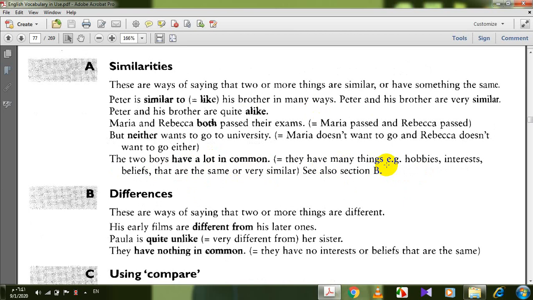They have many things like hobbies, interests, beliefs that are the same or very similar. They are very similar. So they have a lot in common. If you share something in common with another person, so you do the same things or you have the same things. This is for similarities: similar to, like, alike, have a lot in common.